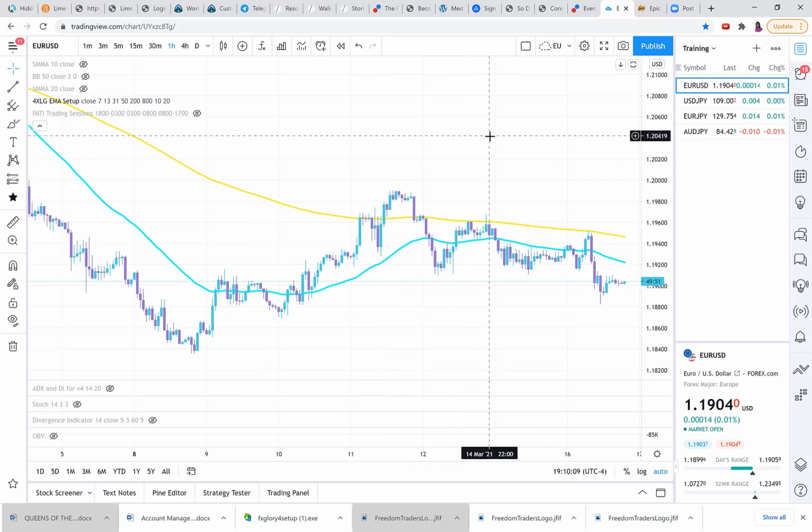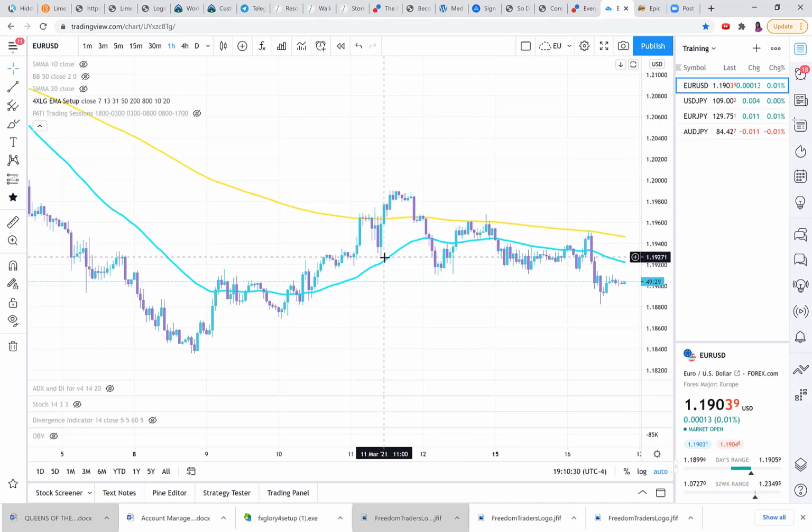Now, in terms of indicators, we only have two because we want to keep it nice and simple. We'll probably add some later, but we just want to make sure that everyone in the ILP community is comfortable pulling up a chart in TradingView and being able to do some beginning analysis in terms of taking a trade.